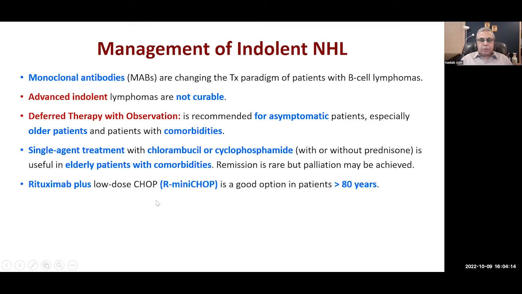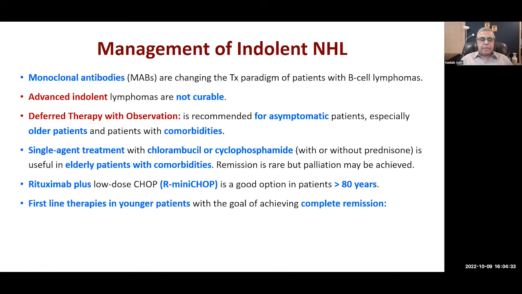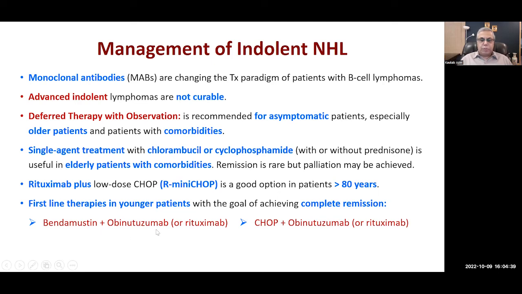Rituximab, R-CHOP is the most common treatment, and we have got an R-mini-CHOP as well, in which we have got lower doses of all the drugs that we give in this therapy. Okay, so this is a good option for patients who are above 80 years of age. First-line therapy in younger patients with goal of achieving complete remission: bendamustine, obinutuzumab, or rituximab, or CHOP therapy.